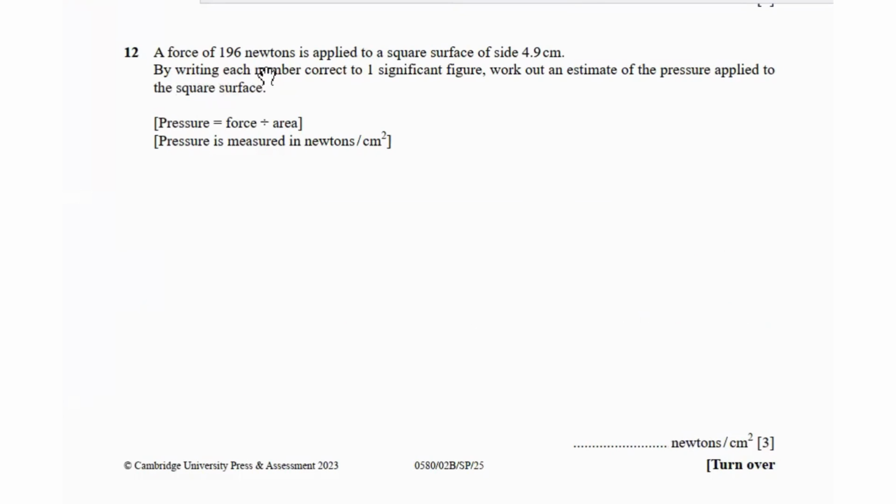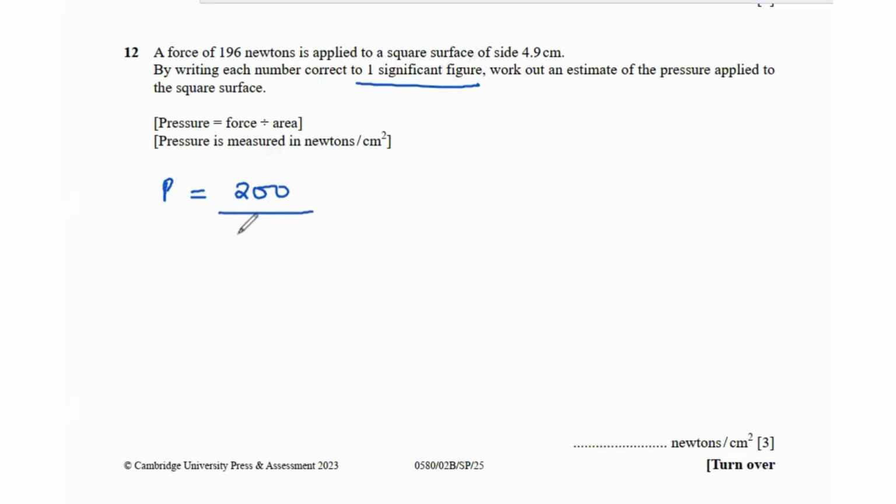Question 12 says the force of 196 newtons is applied to a square surface of side 4.9 centimeters. By writing each number correct to one significant figure, work out an estimate of the pressure applied to the square surface. So they've given us the formula for pressure, which is force over area. But they want us to round each of these values to one significant figure. So 196 correct to one significant figure is going to be 200. The 2 zeros do not count as significant figures. Only 2 is the significant figure, hence correct to one significant figure.